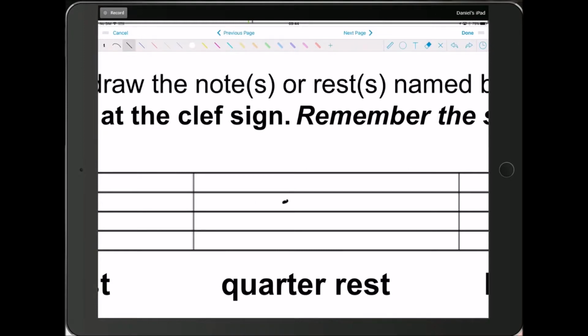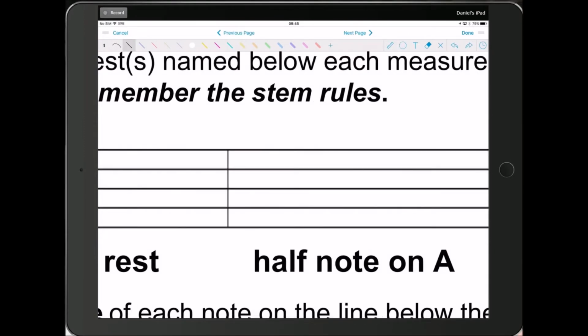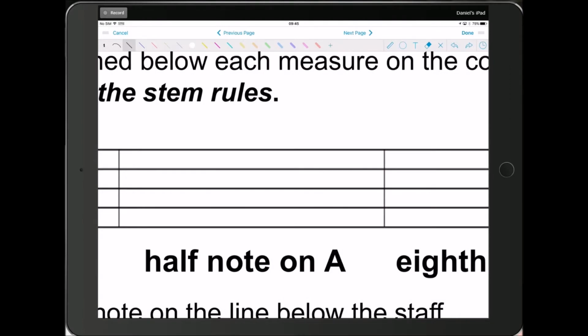Oh, I'm sorry, I drew an 8th rest. I'm so sorry. Quarter rest. That's the zigzag. A little lightning bolt. And then a half moon. Alright, there it is. That's the quarter rest. It gets 1 beat. Alright, half note on A.